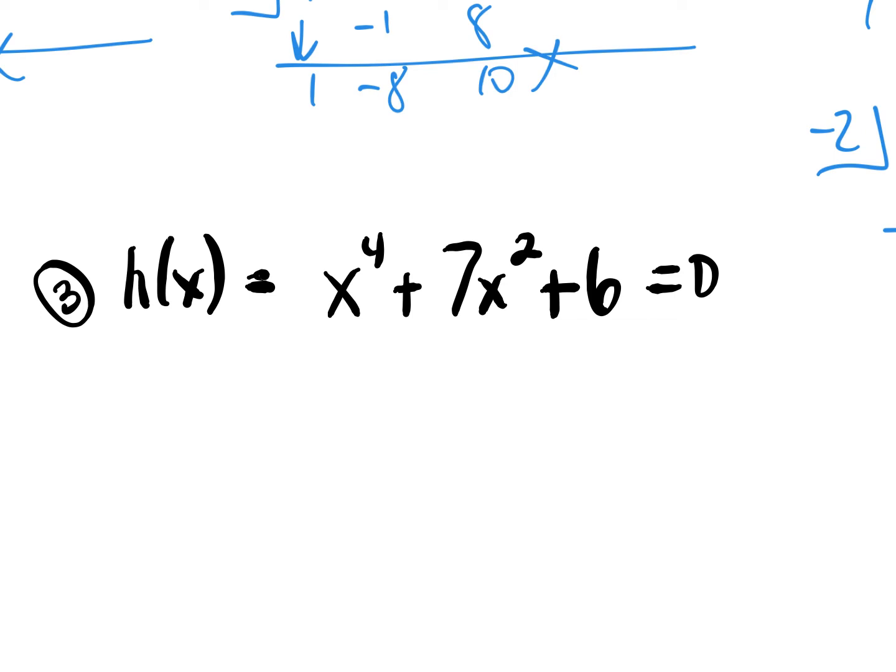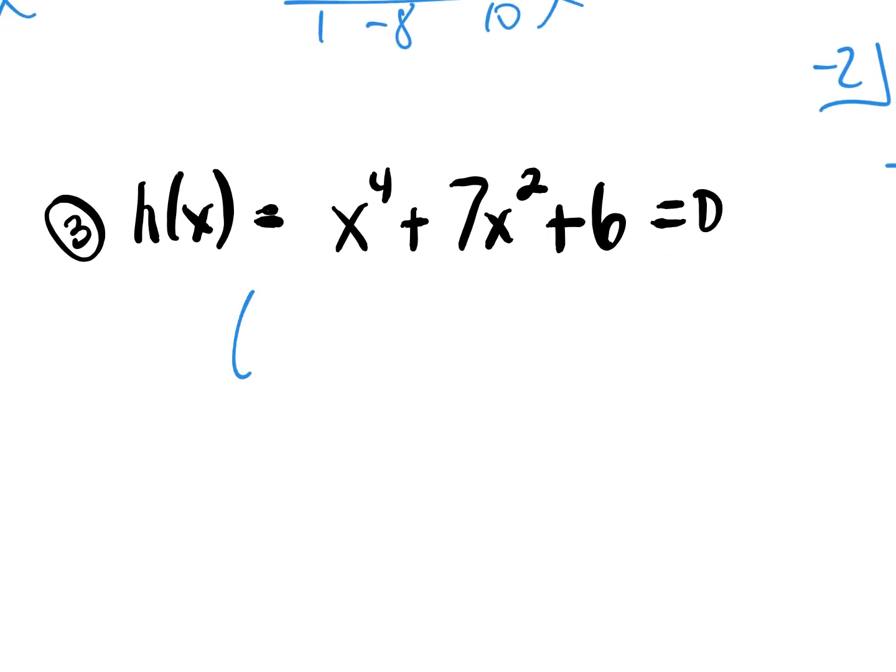Factors of 6. Make sure you account for x cubed and for x to the first power with a 0. But can I factor this to where I have factors of 6 that multiply to give me 6, but add to give me 7? What would that be? 6 and 1. They're both positive. And then what do you notice about x to the 4th? What could I put in the front of each parenthesis? x squared.